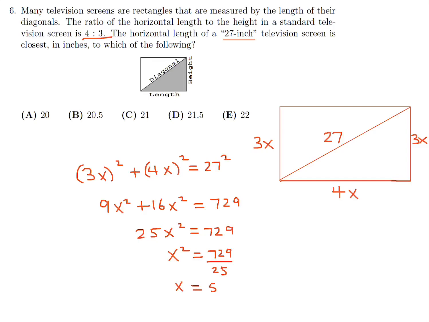X is approximately 5.4. And therefore the horizontal, which is 4x, will be 4 times 5.4, which is 21.6. So the closest number here is D for number 6.